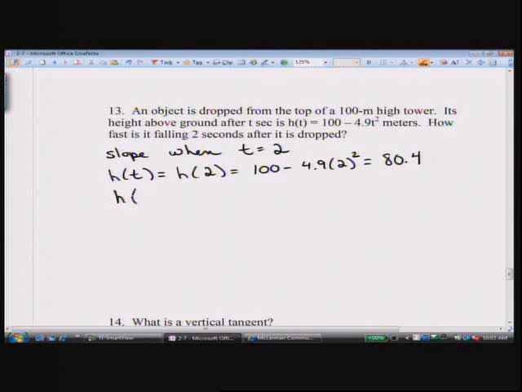Then we also need h of, this is weird, t plus h, which is going to be h of t plus 2. This is a different h because I'm doing the limit as h goes to 0. Are y'all okay with that? And so then this is going to be 100 minus 4.9 times t.